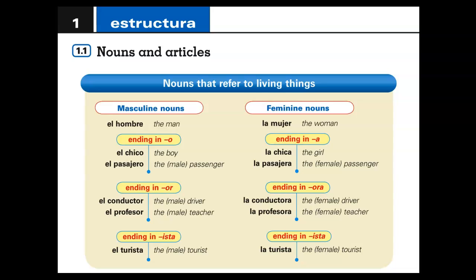Nouns that refer to living things. Most of these are found in your vocabulary. So you have el hombre, el chico. If we notice, a lot of these are people, because it says refers to living things. And it has special endings in O, ending in OR, ending in ISTA, and then for feminine you have endings that are A, ORA, or ISTA.